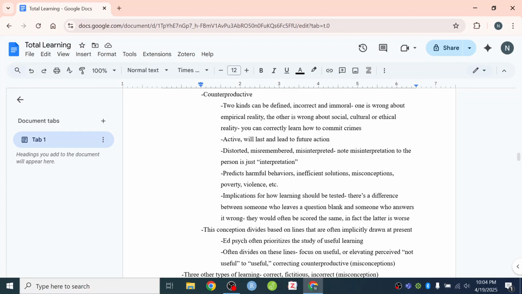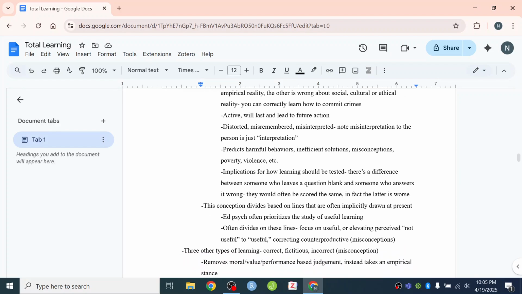We're focusing on useful learning. We're not studying things and saying, look, this learning is useless. We just want to see how it works. And of course, there's a focus in educational psychology on correcting counterproductive learning, on correcting misconceptions, saying we want to see more useful learning. How do we get more useful learning and less not useful and counterproductive learning?